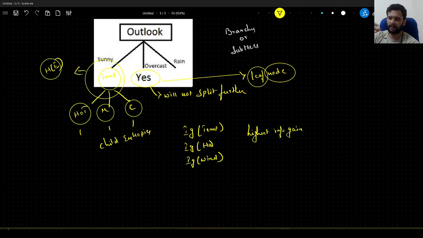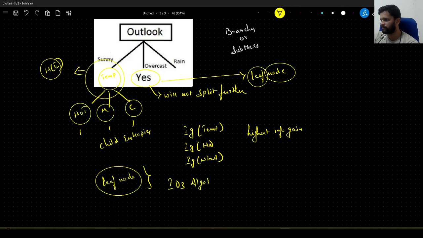Okay, so we will continue this until we occur at a leaf node. Okay, so we will continue doing this. So this is the general ID3 algorithm, and this is what the decision tree classifier uses. Okay, there is another thing called Gini impurity. I will talk about this in my next video.